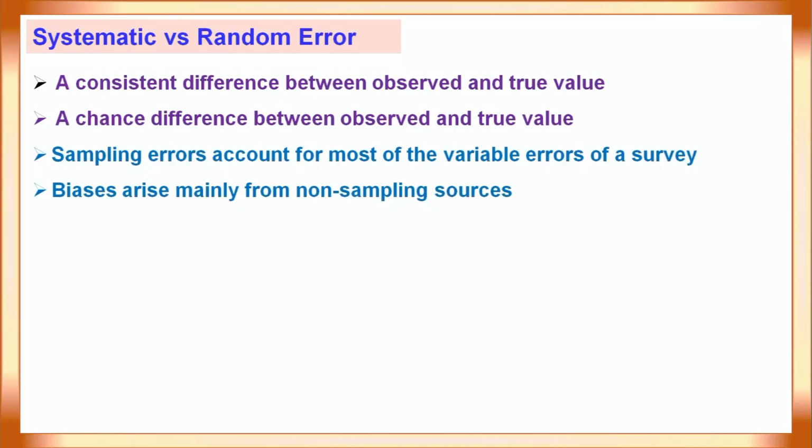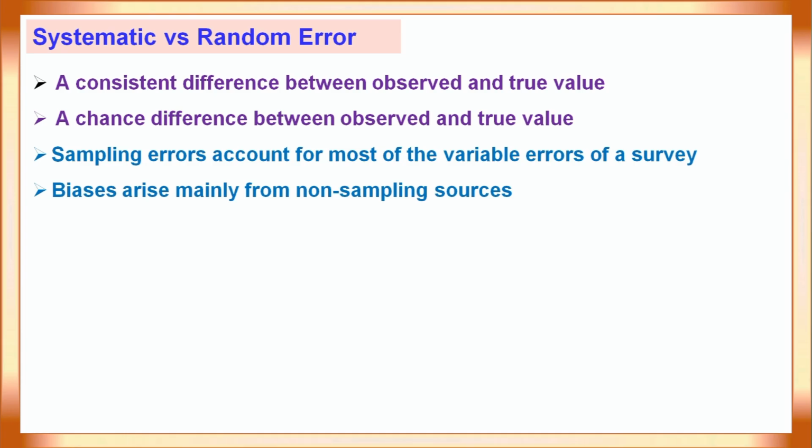And the chance error, or random error, happens when in this moment it may be giving a negative reading and the next moment a positive reading. So you do not know when it is happening. Sampling error accounts for most of the variable error. Variable error is another name for random error. So this sampling error is basically the random type, and most of the variable errors are covered by sampling error.